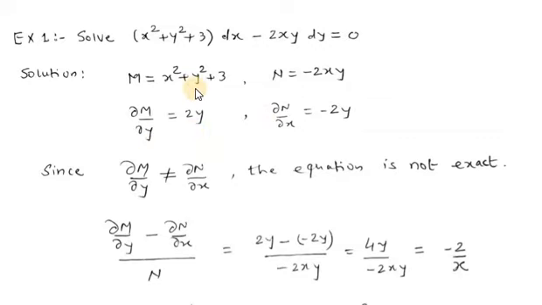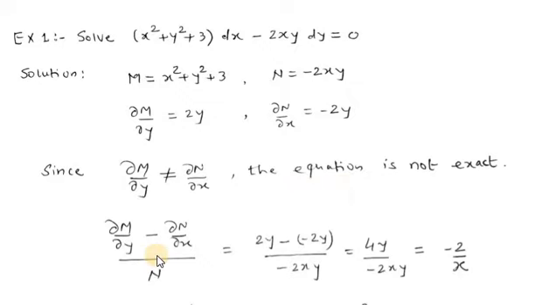Del M by del y is the partial derivative of x square plus y square plus 3 with respect to y. So the derivative of x square is 0, y square is 2y, and the derivative of 3 is 0. So del M by del y is 2y. Now del N by del x is the partial derivative of minus 2xy with respect to x. So minus 2y as it is, and the derivative of x is 1. Now you can see that 2y is not equal to minus 2y. So del M by del y is not equal to del N by del x. So the equation is not exact.